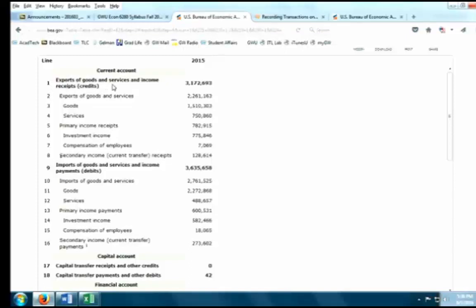So we've got exports of goods and services and income receipts. That's the sum of this exports of goods and services. That's just the goods and services exports. That's broken up into the goods itself and the services itself. So that's exports of goods. That's just exports of services. Then we have the primary income receipts, investment income and compensation of employees. But those are basically the profits being earned.